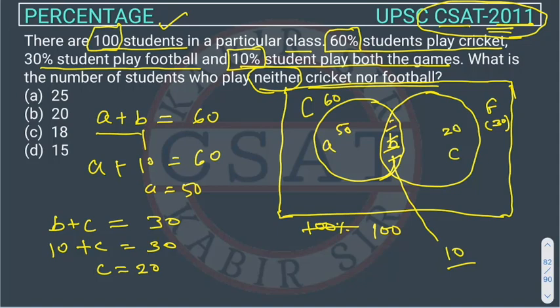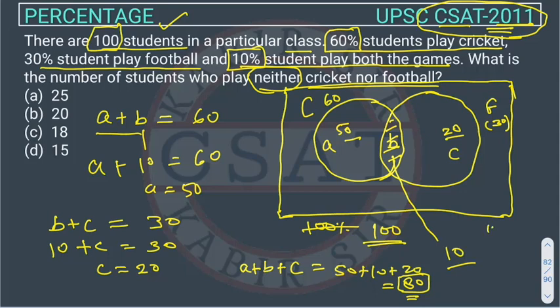Now the number of students who are playing either cricket or football, or both games, is A plus B plus C. So the total number of students participating in games will be 50 plus 10 plus 20, so the total will be 80. So 80 students are playing games. So how many students are not playing any games? Total number of students is 100.